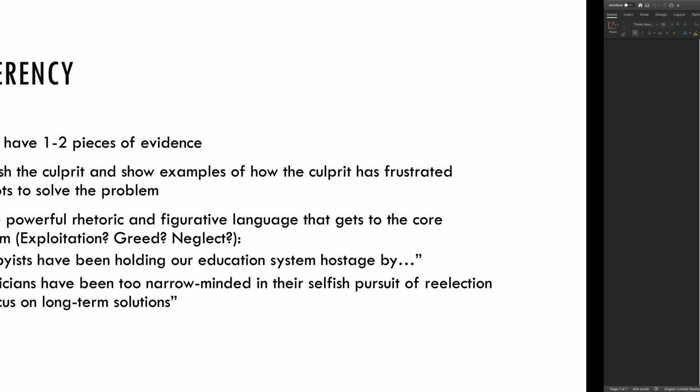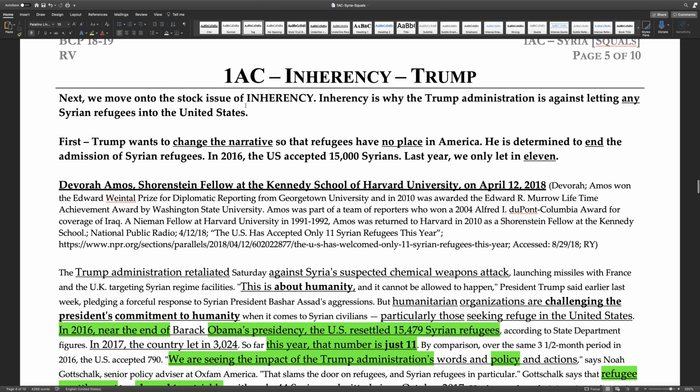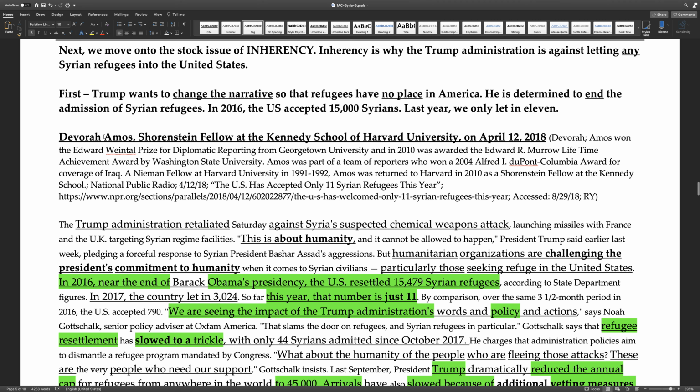So let's go over here and take a look. So on inherency, obviously this inherency story was pretty straightforward because at the time, the president was pretty against letting Syrian refugees into the United States, and he was pretty vocal about his stance on immigration. So there wasn't a lot of work that needed to get done here. But anyways, right, they read a piece of evidence saying Trump wants to change the narrative. He's determined to end the admission of Syrian refugees.